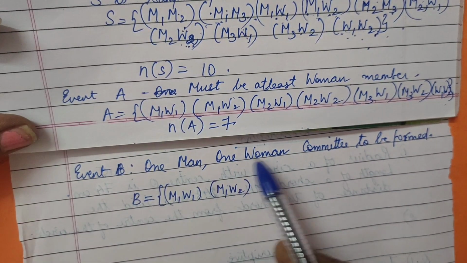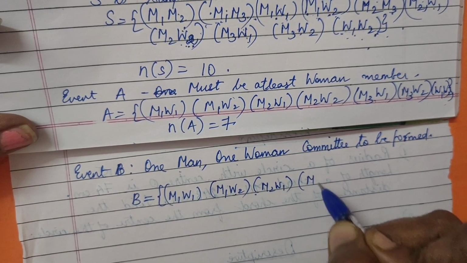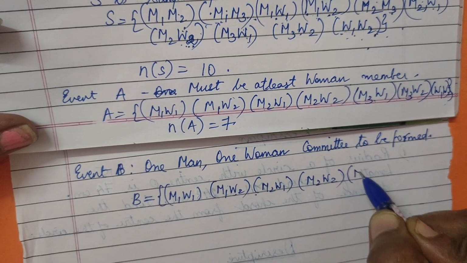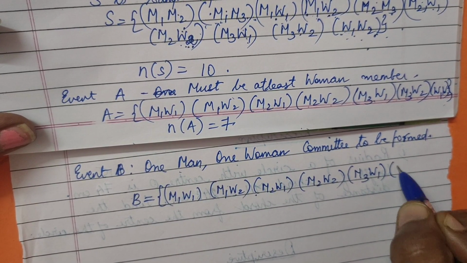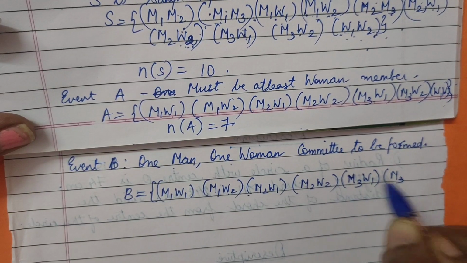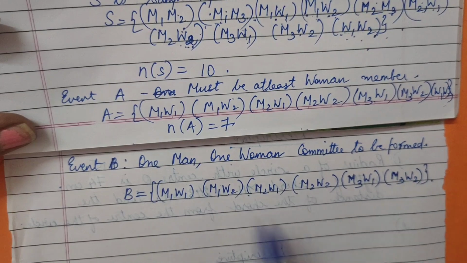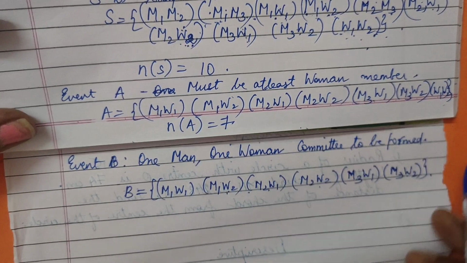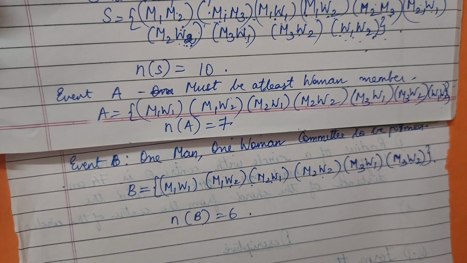Okay, एक man and एक woman. M2 W1, M2 W2, M3 W1 and M3 W2. So how many you will have? 1, 2, 3, 4, 5, 6. So you got n of B as 6 sample points here.